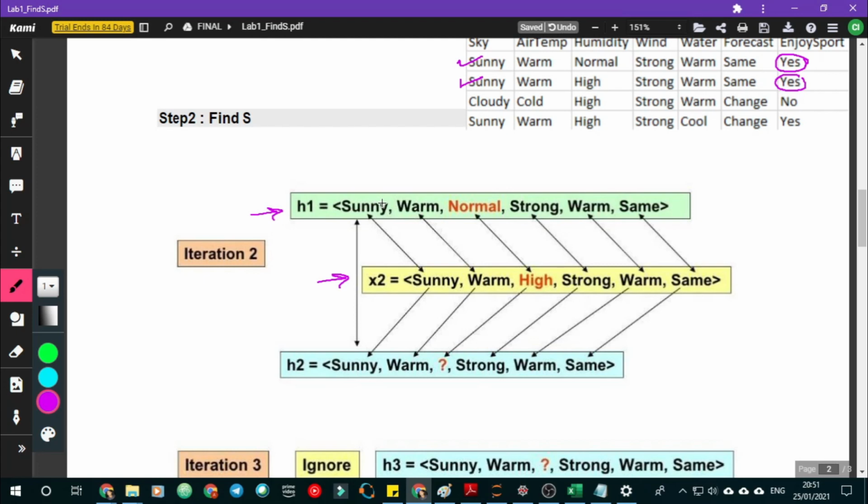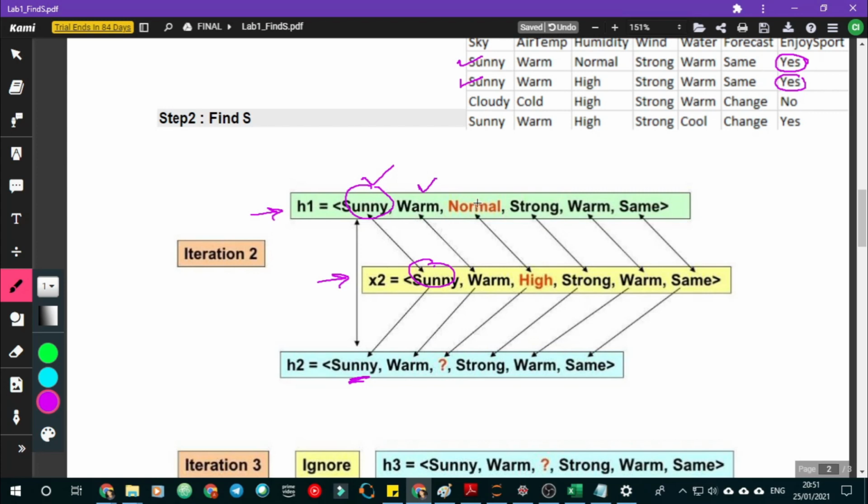Now I need to compare this with this, because both are the same attribute. I cannot compare this with that, or with the last one. I need to compare the first attribute value with the first attribute value. Sunny, same. I don't make any changes from the previous hypothesis. I just keep it as it is. Warm with warm, I don't make any changes. I just keep it as it is.